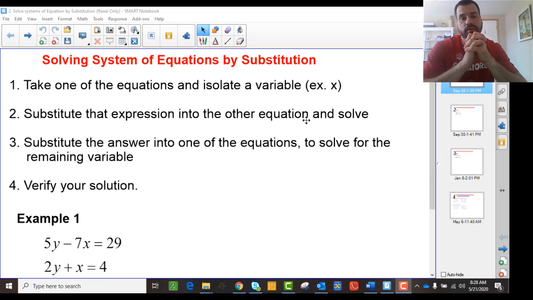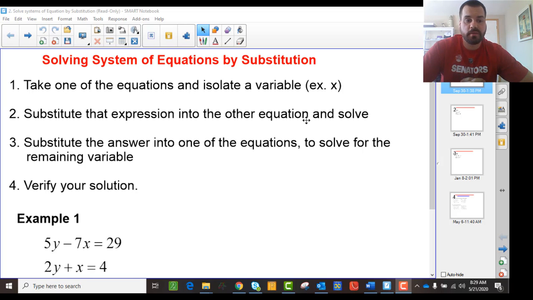So in the previous video, we discussed how to solve systems of equations by graphing. Now we want to talk about a different method, which is algebraic in nature, and it's called substitution. The way that we're going to do this, I'm just going to lay out the steps first, and then we're going to follow the steps.